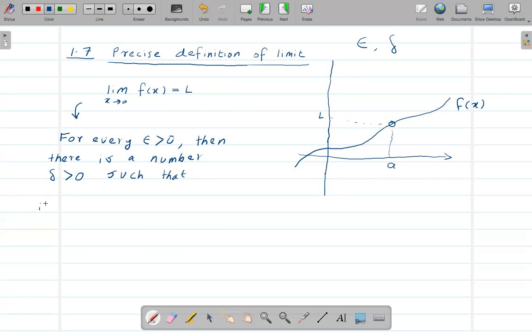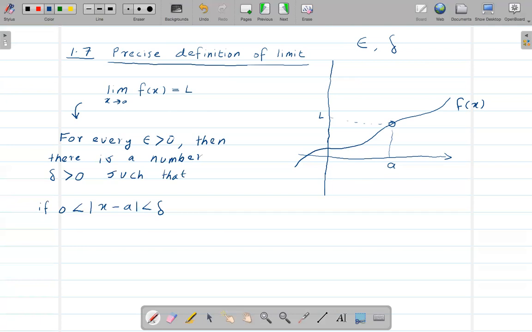if 0 is less than the absolute value of x minus a, which is less than delta. Now what it is saying is, like I said here, x is approaching towards a, but it is not exactly a. It is just approaching towards a. That's what the limit means: some value is approaching towards some point.